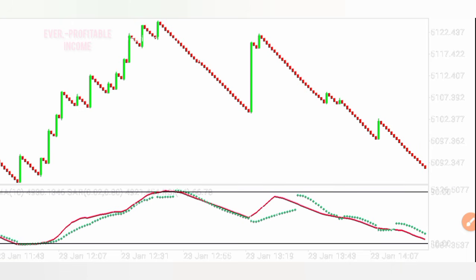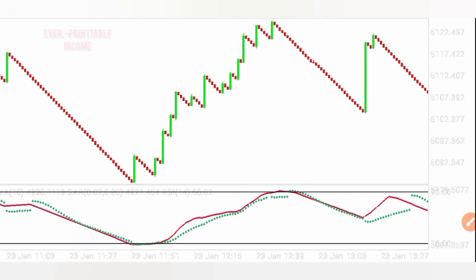Now this does not just work on boom and crash alone. It works for all the indices, all the synthetic indices, and it works for currency pairs, and it works for your cryptocurrencies. Whatever asset, whatever pairs you want to trade, it works for it. I'm just using boom and crash for my explanation because I know that many people find it difficult to trade boom and crash. That's why I often use boom and crash chart for my explanation.